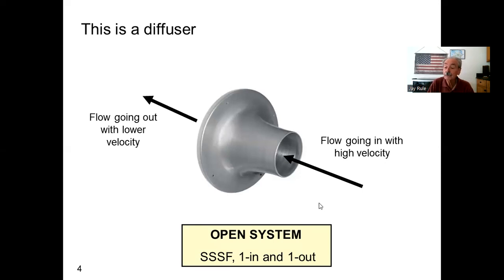What do these two have in common? Both are open systems. I see mass flow in and out, steady state, steady flow. The mass inside this piece of equipment is neither getting fatter nor skinnier. It's a steady situation, and the state at the inlet is the same at all times, and the state at the outlet is the same at all times. Steady state, steady flow, one inlet and one outlet.